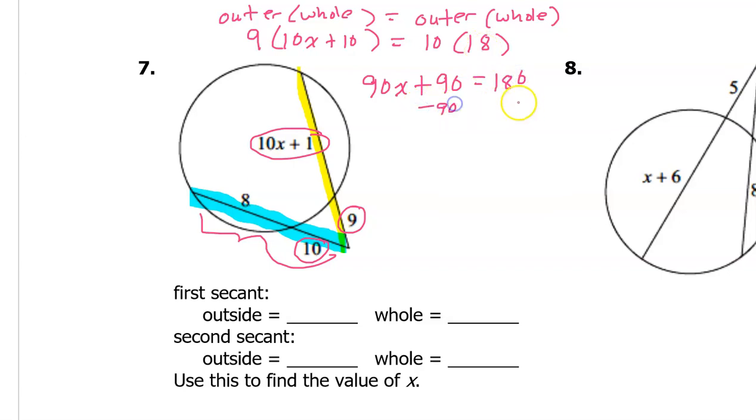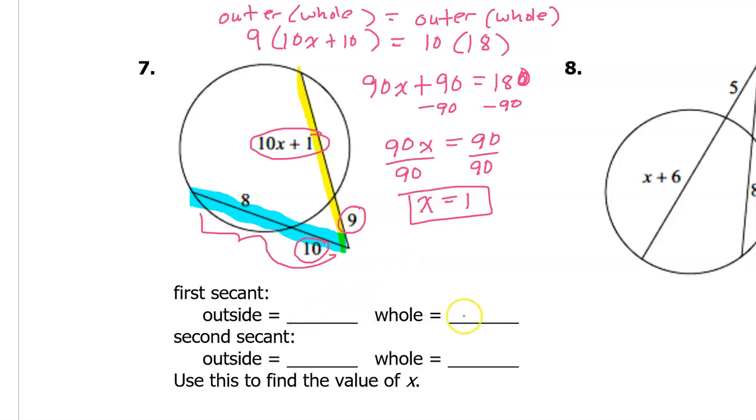Subtract 90 from both sides. All right, that looks like 186. Subtracting 90 from both sides, we'll get 90x is equal to 90. And then if I divide both sides by 90, I'm going to get x is equal to 1. Very interesting.